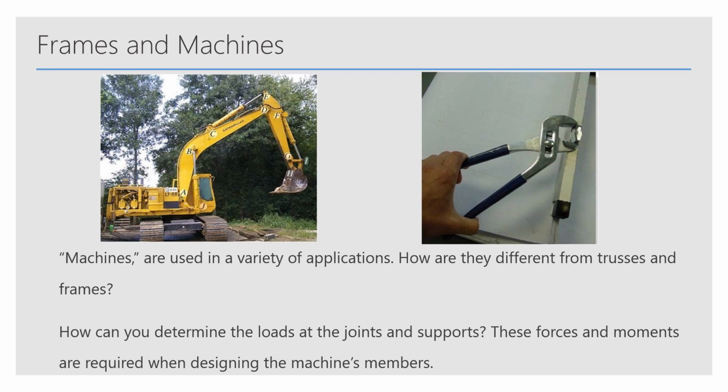How can you determine the loads at the joints and supports? This is a question that we're going to be solving in this section, and these forces and moments are required when designing machines and members. The reason machines are important is that you need to know what forces and moments are occurring in which areas to know how to create a certain machine, or how much load it can handle when you're trying to utilize it.